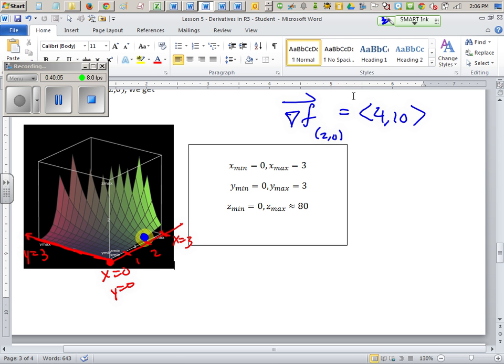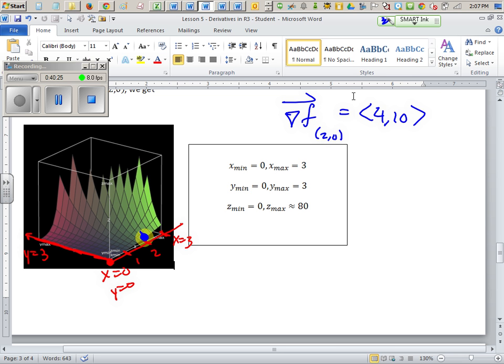If this is a mountain face, it points kind of northeast. You can think of x as east and y as north. So it's pointing in the direction 410, kind of pointing into the plane, into the hillside.